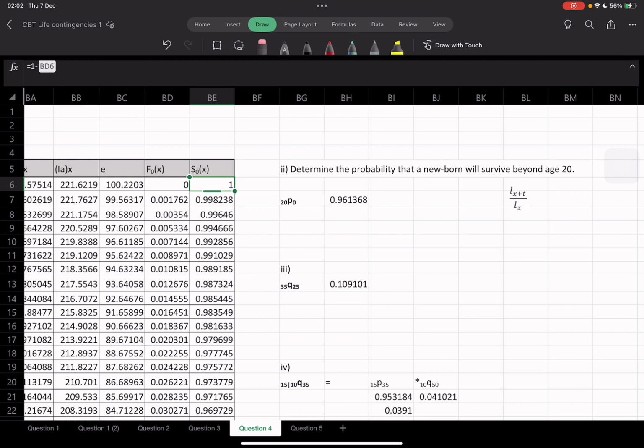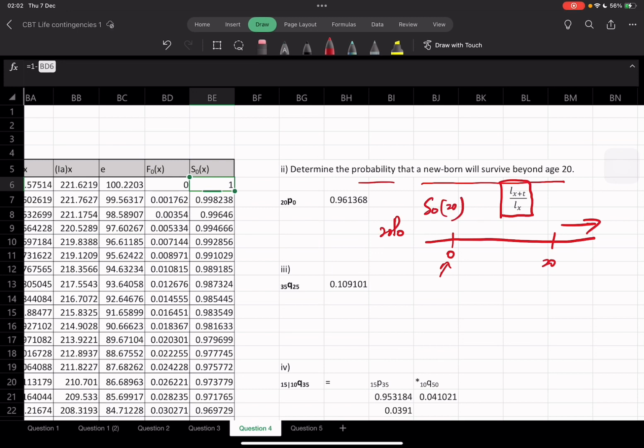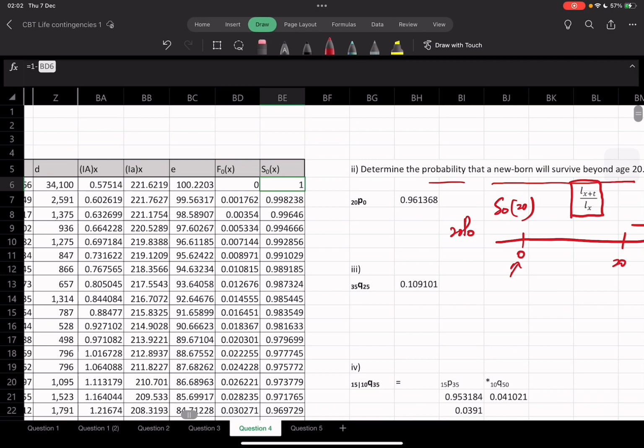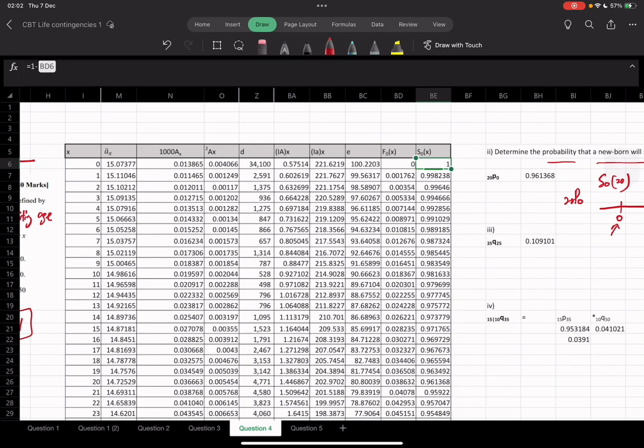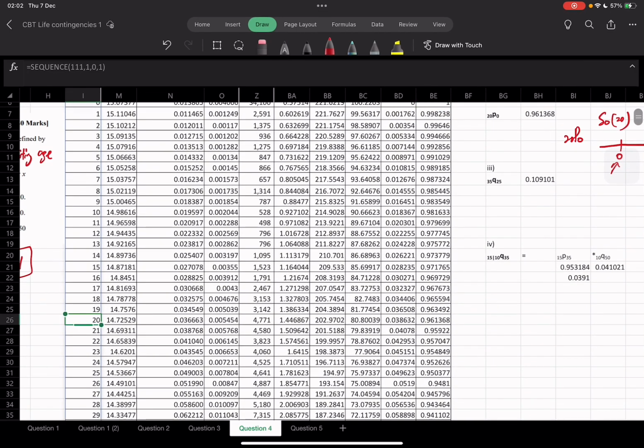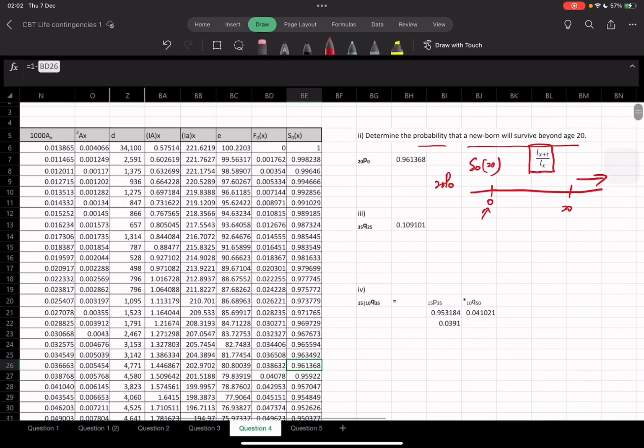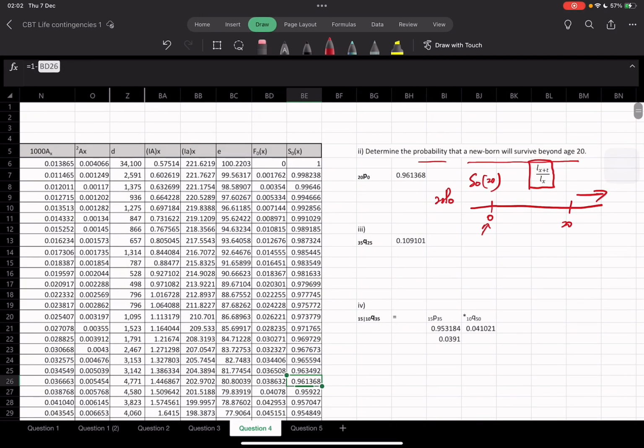The first question: determine the probability that a newborn will survive beyond age 20. By using this formula, 20p0, you can draw a timeline. That means a newborn, which is at the age of 0, can survive beyond age 20. Basically, this is just S naught 20. So we can just simply take S naught 20 here, 0.961368.